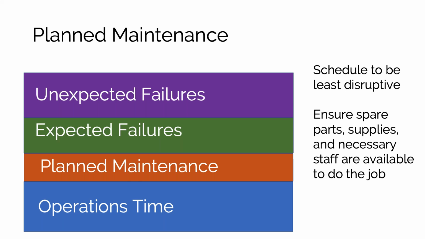We know we have to do them, and we'll want to schedule them so that they're least disruptive. So for example, if there's a time during the day where the asset doesn't have to operate, we want to do it then. Or if there's a time where having the asset shut down isn't going to cause a lot of trouble, that's when we want to schedule our planned maintenance activities.